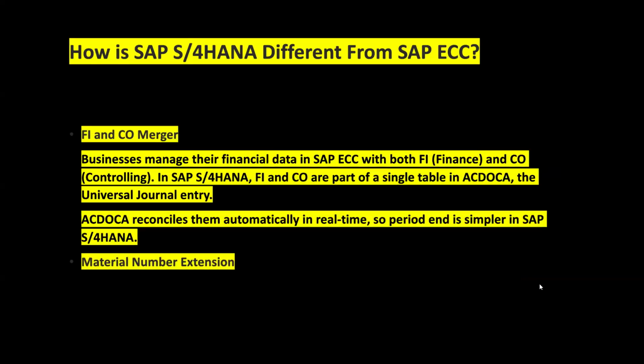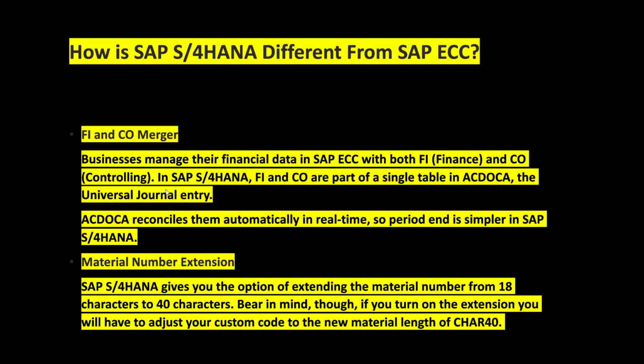All right, a little bit more about finance. So again, we have noticed that for the FI and CO measure, businesses manage their financial data in SAP ECC with both FI for finance and CO for controlling. And in S/4HANA, the FI and CO are part of a single table in ACDOCA. That's the universal journal entry. And the ACDOCA reconciles them automatically in real time. So period end is simpler in S/4HANA. Okay, this is another significant change that we have seen.